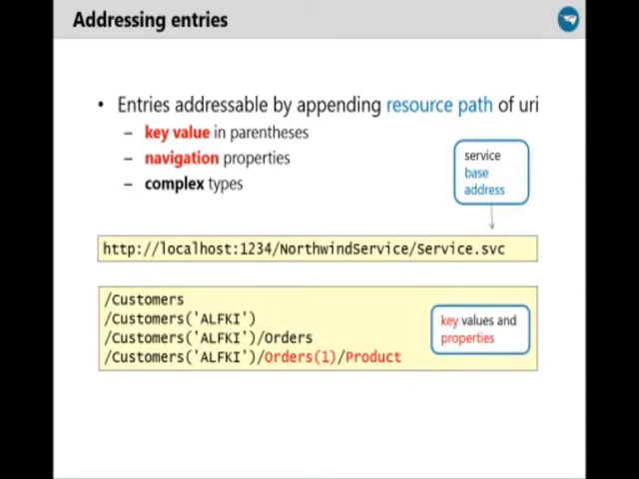Okay, so when we're addressing entities, we use the base path, right? And we can use key values in parentheses and navigation properties using the /. So that's the base URI up at the top there, the Northwind service, and we can look at all the customers, the specific customer ALFKI, that specific customer's orders, the first of their orders, the product in that first order, right? So we can drill down just using our address bar.